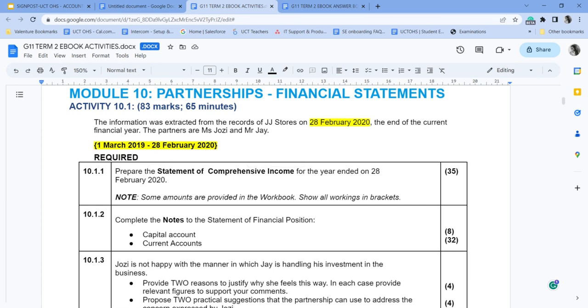And then what is it that we have to note? They say some amounts are provided in the workbook. Show all workings in brackets. So we're only going to do the income statement in this video recording. They're telling us that there are some figures that are already in the workbook. Let's take a look at how the workbook looks.